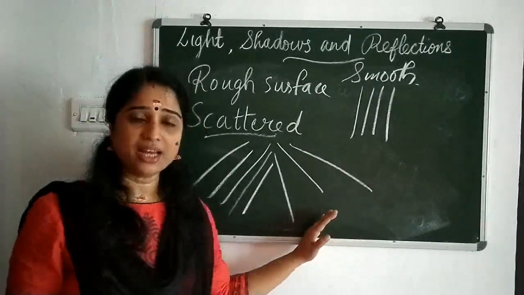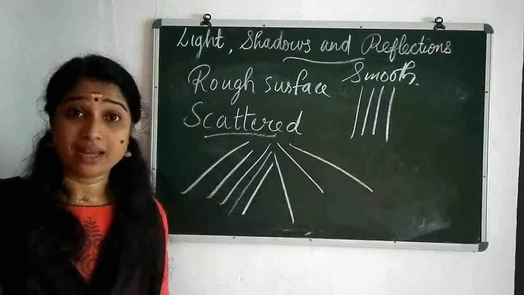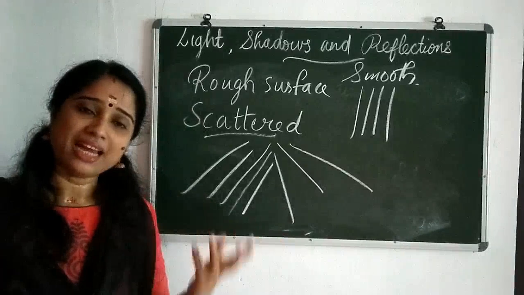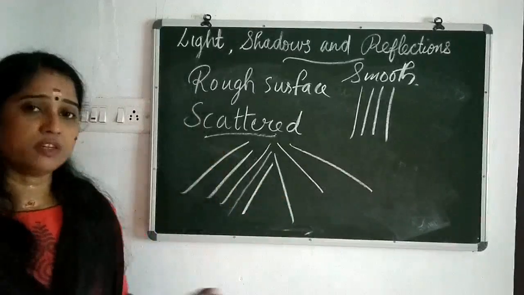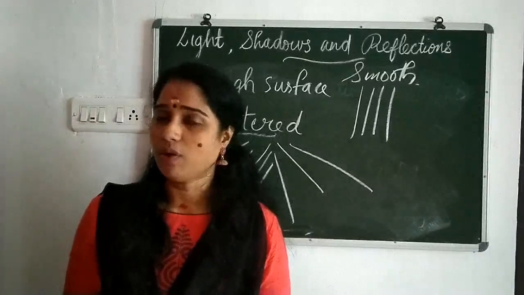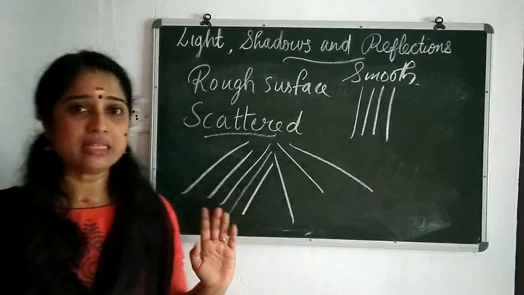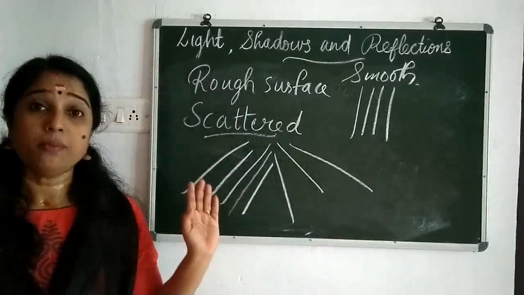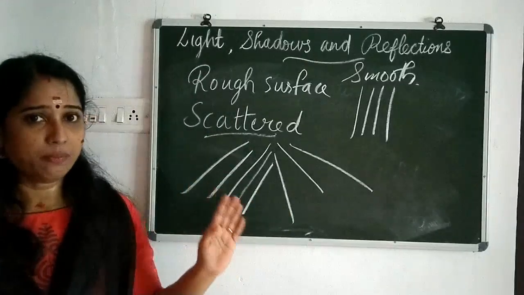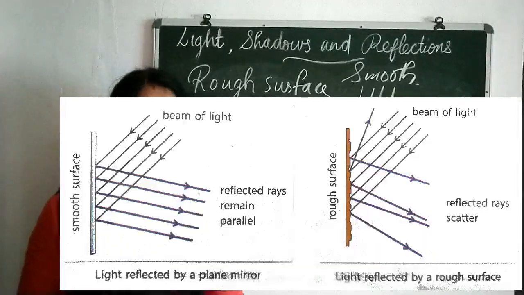You can check it at night if you want to find out. If you want to do an experiment, you can find out yourself. The rough surface does not form an image. Only the smooth surface can form the image. Clear? Now look at the board. You can see the difference between these two: the image formed in the mirror and the image from the rough surface. Just have a look at it.